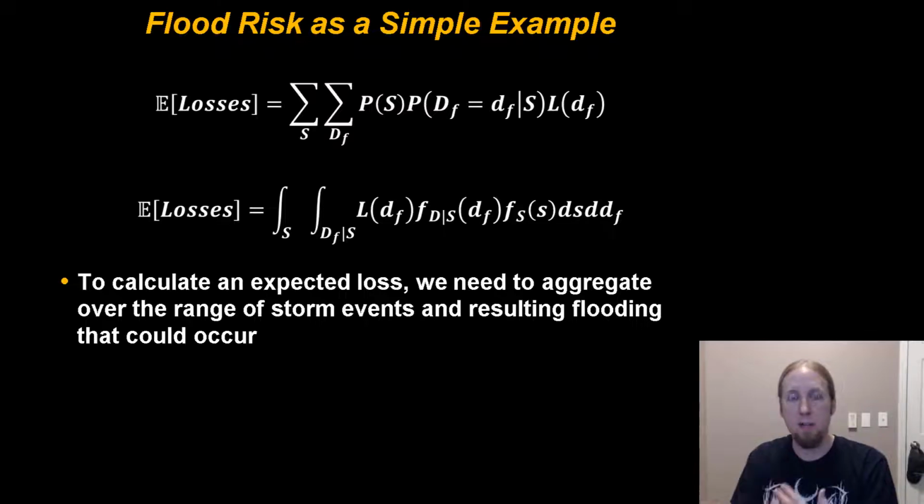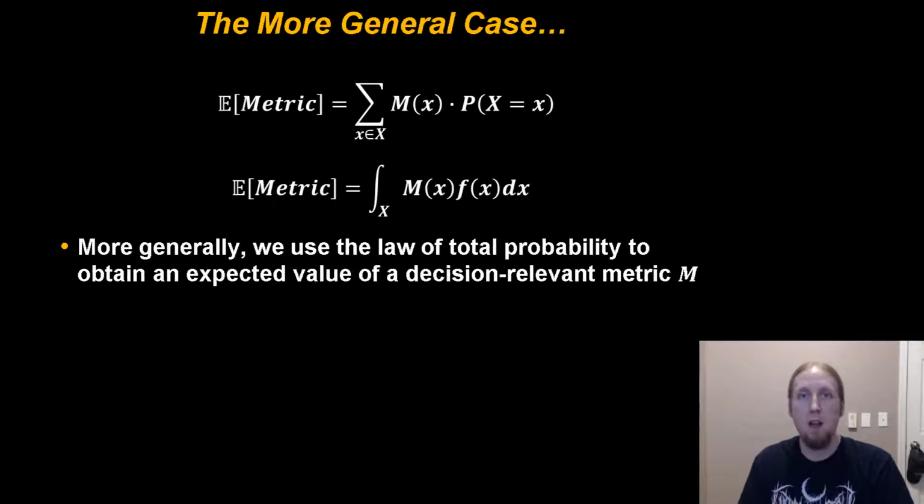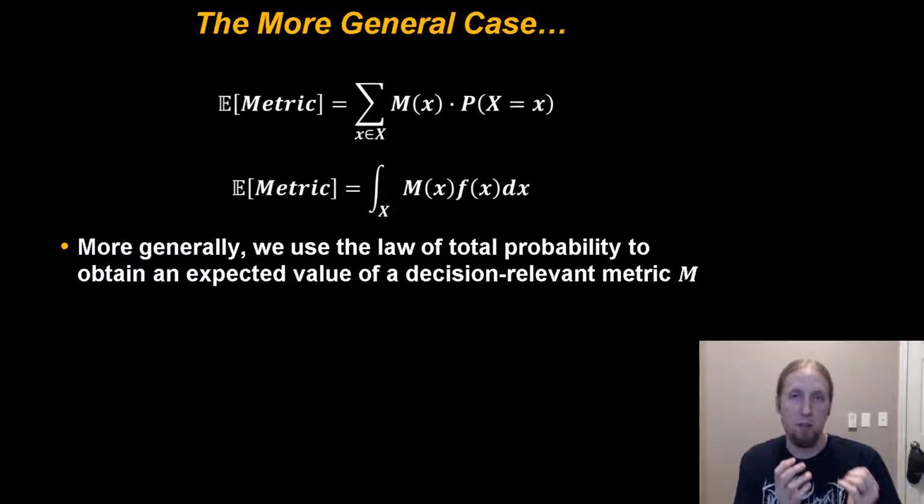So there are lots of different factors that are going to influence the flood depths that occur as a result of a given storm. And lots of different types of storms could occur. So we need a way to aggregate all of that risk in order to calculate an expected value for the economic losses that could occur. Basically, what we're doing is using the law of total probability to sum up over all the types of outcomes that we could see and all of the outcome measures that are associated with that.